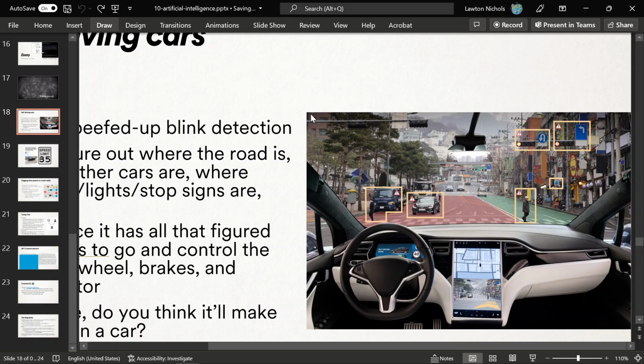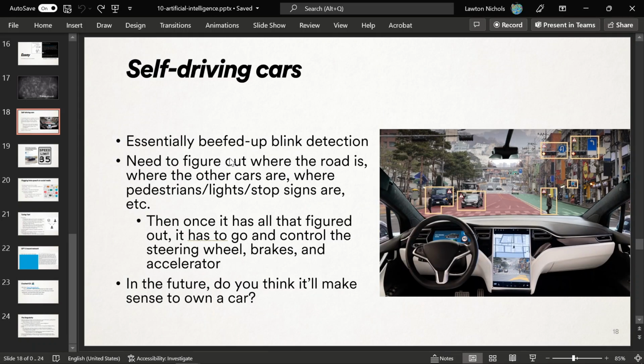And of course you have GPS inside of you as well, but maybe something goes wrong with it and you can't trust it all the time. There's a lot of factors involved, but at the end of the day, it's kind of blink detection where you're drawing boxes around things, you're noticing what's there, and you're interpreting the scene. That's what humans do with their eyes, right?